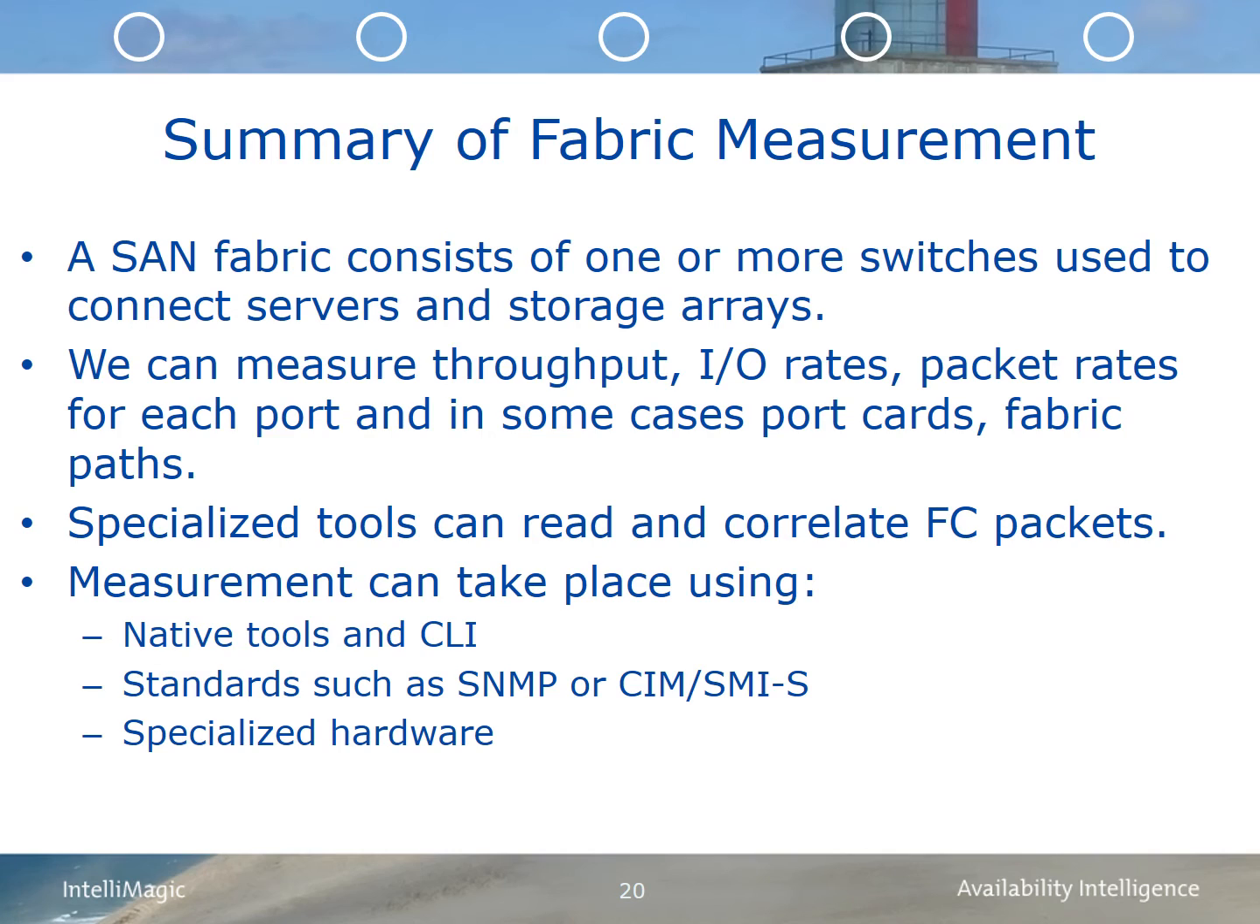To summarize SAN fabric and its measurement, a SAN fabric consists of one or more switches used to connect servers and storage. From these, we can measure with any basic tool, such as native tools, SNMP, or SMIS, the throughput and the I/O rates for each port, and in some cases, the port cards and fabric paths. There are specialized tools available that can read and correlate the Fibre Channel packets, but this does require specialized hardware and software. Measurement can take place via native tools, standard tools based on open standards, and specialized hardware.